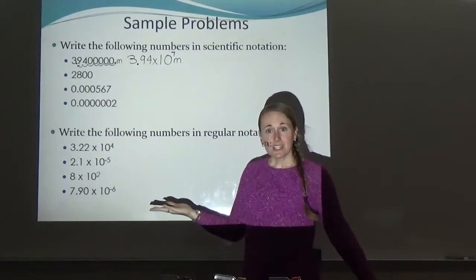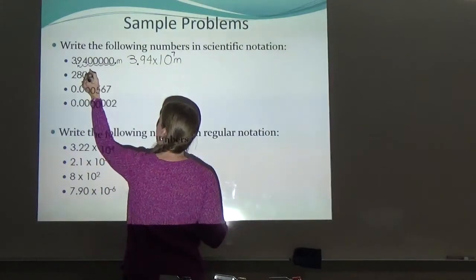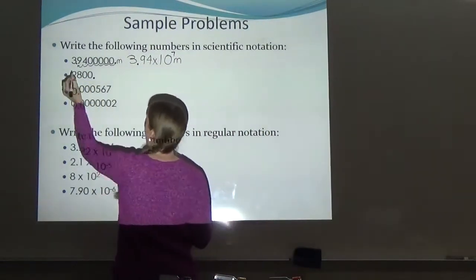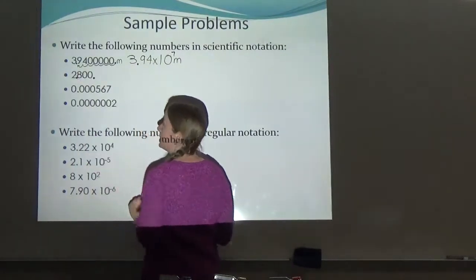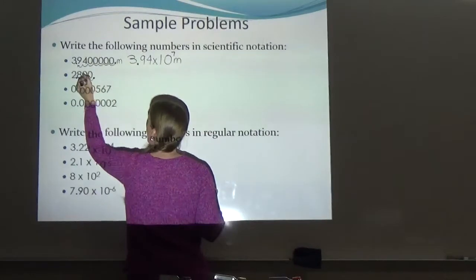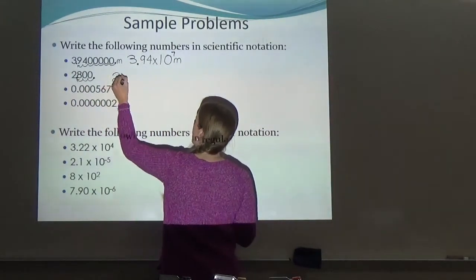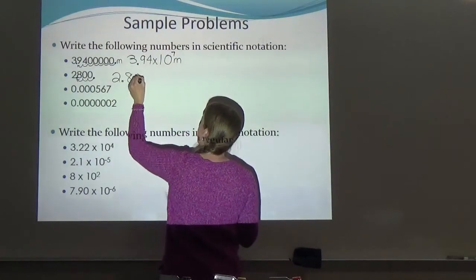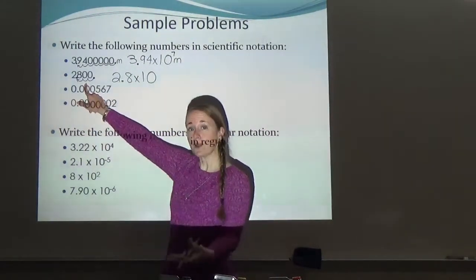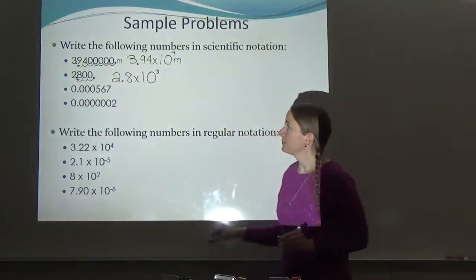All right, so let's look at our second one. So again, I can't see the decimal, so that means it's at the end. And I want one non-zero digit in front of the decimal. So I want to put it between the 2 and the 8. So I count how many places I moved it. 1, 2, 3. So I'm left with 2.8 times 10. Since my number, 2,800, is greater than 1, I raise it to the positive 3.